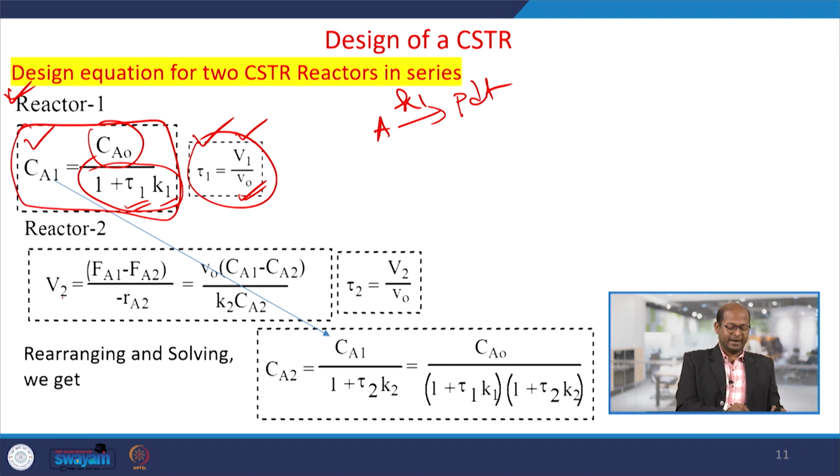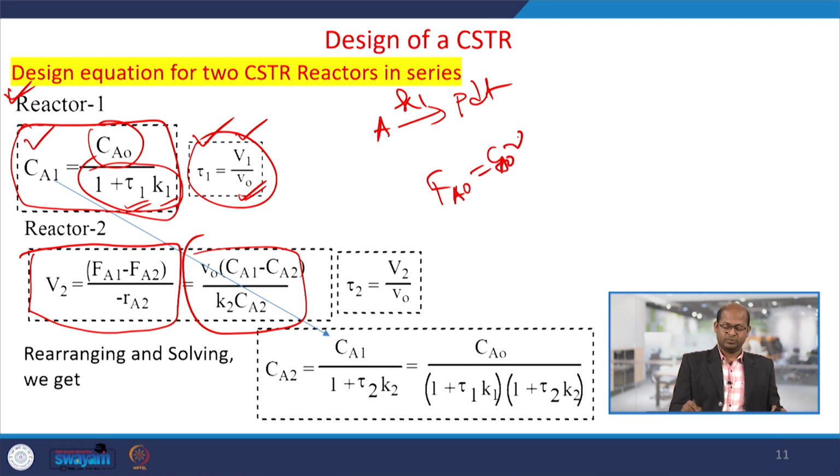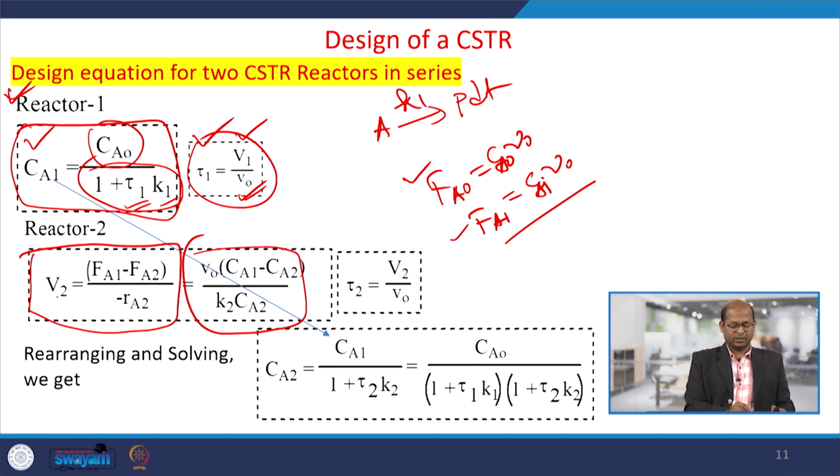And for the second reactor, this is the design equation. We can express it in terms of concentrations also. We said Fa naught equals Ca naught into V naught. Similarly, Fa1 equals Ca1 into V naught. This way we can write it. Then we can write the design equation for the second reactor in terms of volume and concentrations this way. Here tau 2 is V2 by V naught, where V2 is the volume of the second reactor.